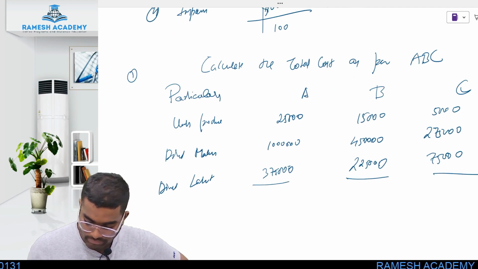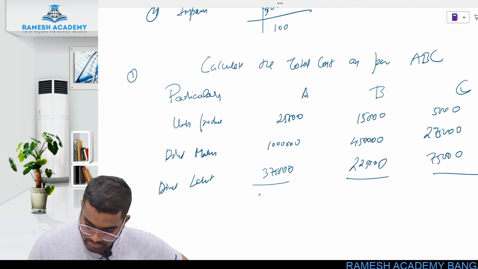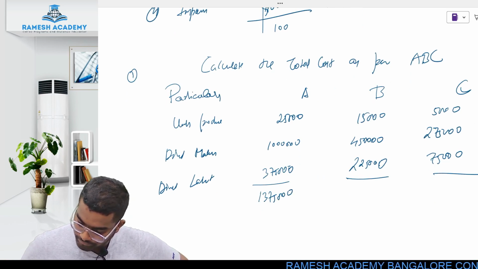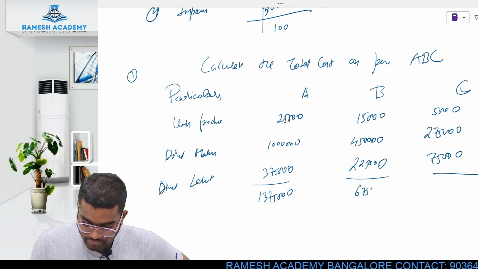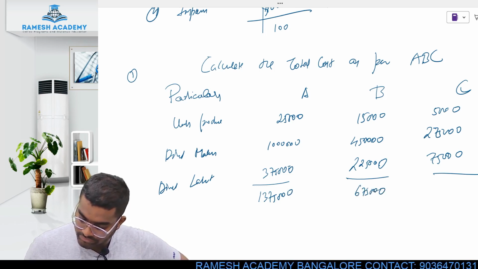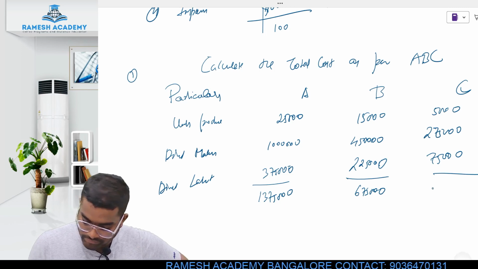If you want, you can give a total here. So 10 lakh plus 3 lakh 75, 13 lakh 75,000. 4 lakh 50 plus 2 lakh 25,000 is 6 lakh 75, and 2 lakh 75,000 plus 75,000 is 3 lakh 50.